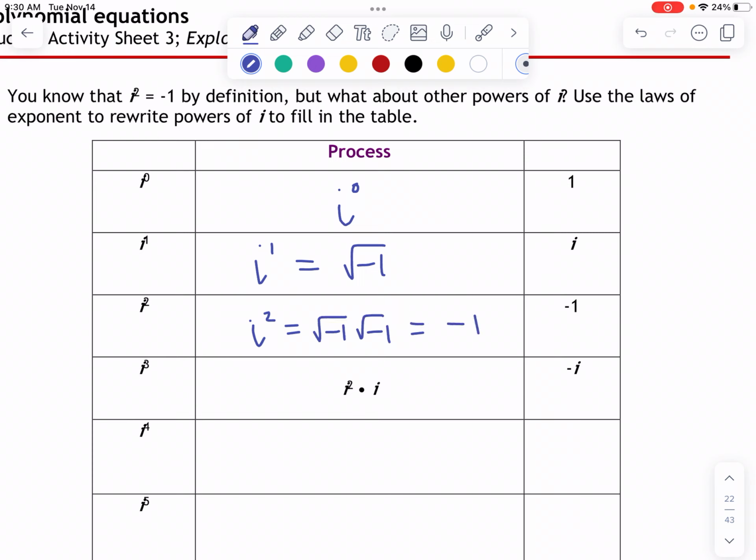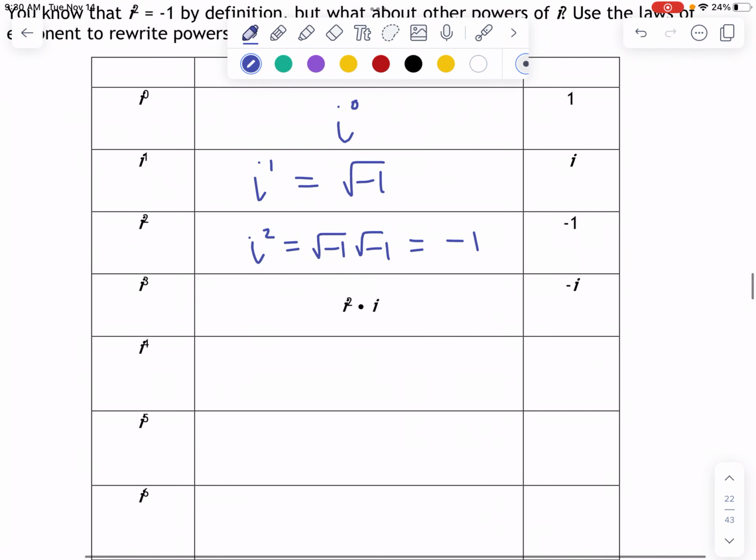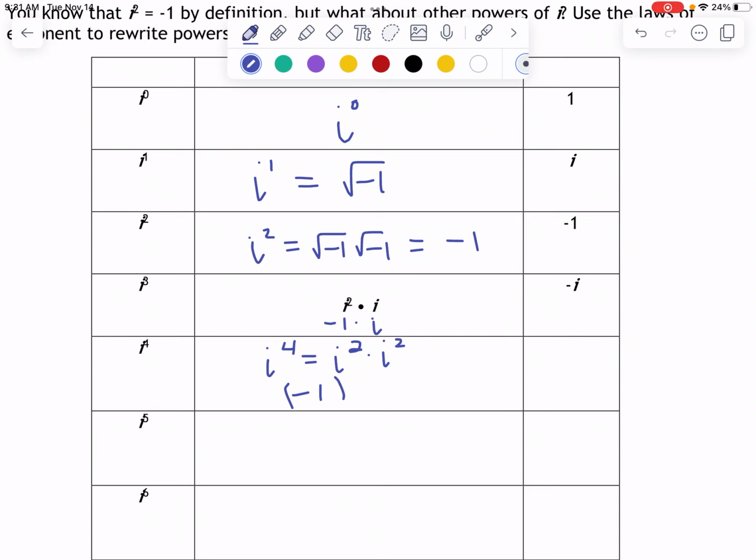But there's lots of things that we can do with i. We keep going. So i to the third is like i squared times i. I squared we know is negative 1, times i, which turns out to be negative i. I to the fourth we might choose to think about as i squared times i squared. There's other ways to think about it, but this works. I squared is negative 1, and negative 1 times negative 1 gives me a positive 1.